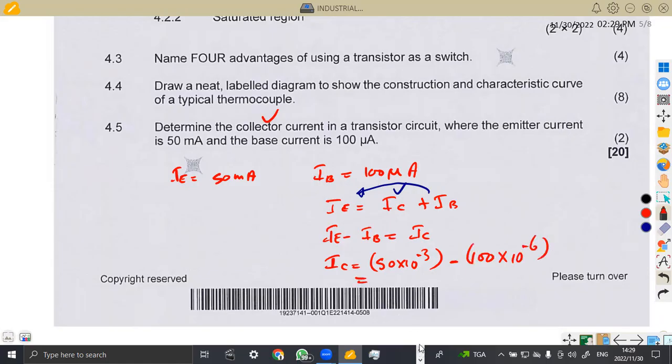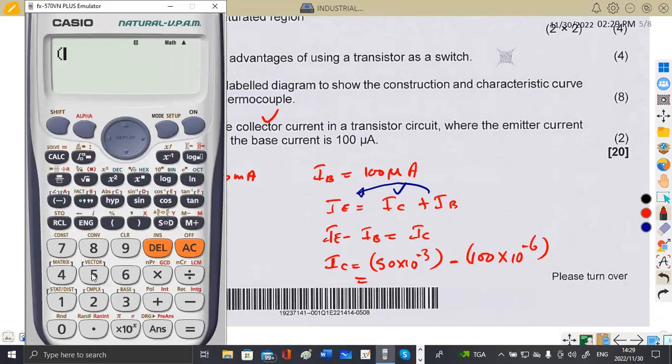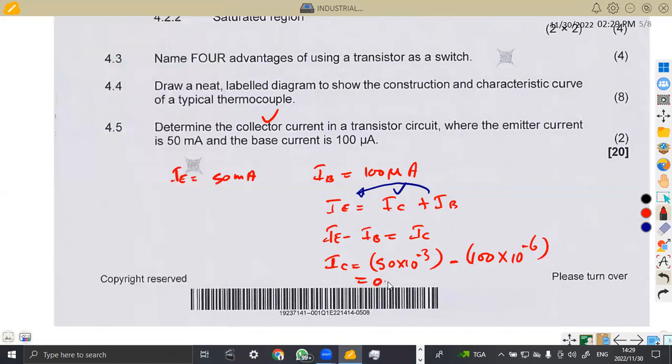So by subtracting the two, we can have our current. So let's put in brackets here, 50 times 10 to the power of minus 3, minus another bracket, we've got 100 times 10 to the power of negative 6. So this is what you're going to have, which as a decimal is 0.0499 amps.